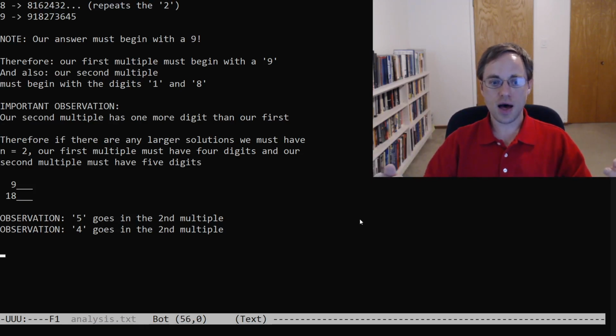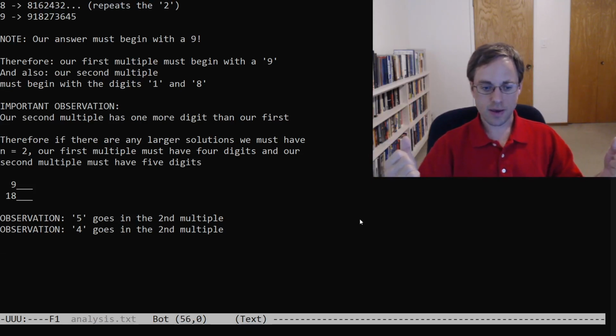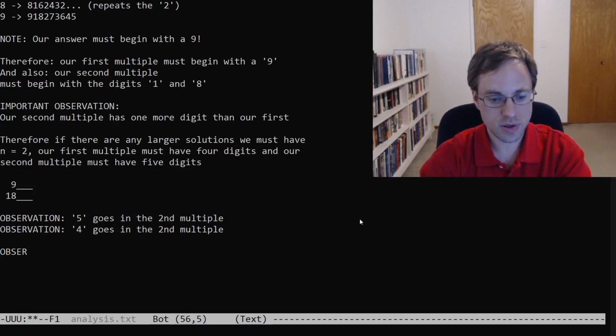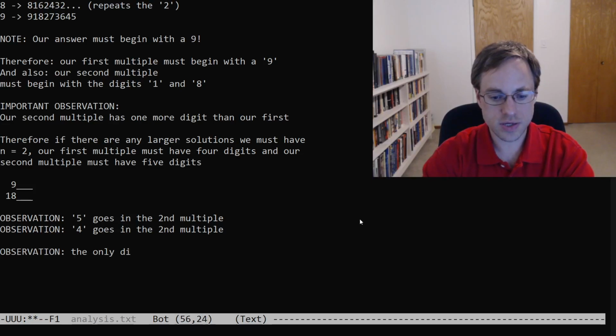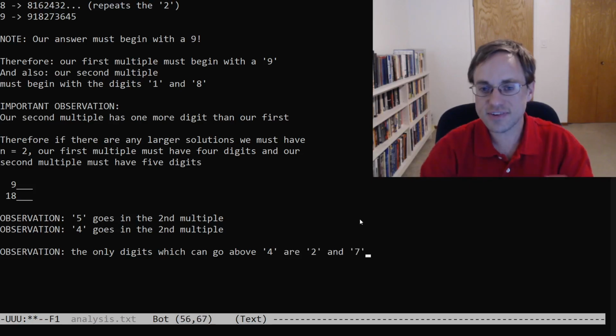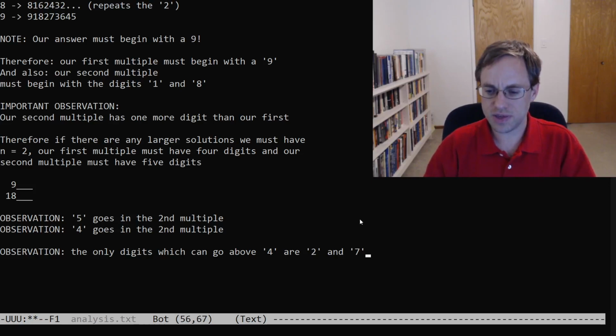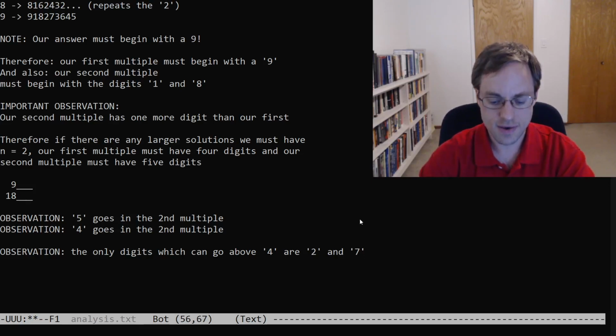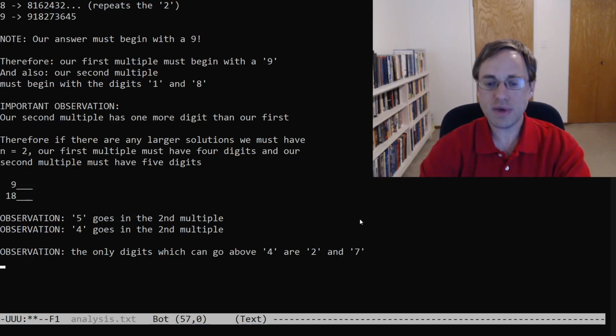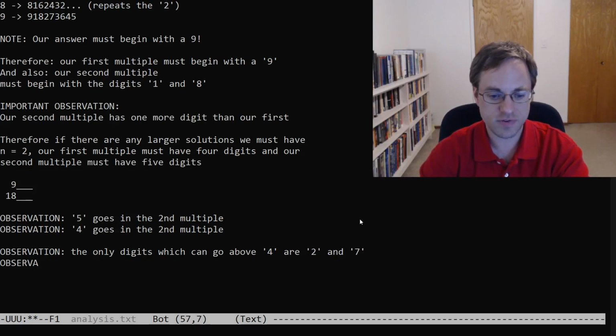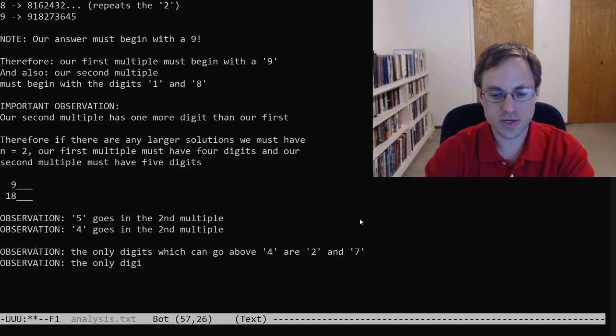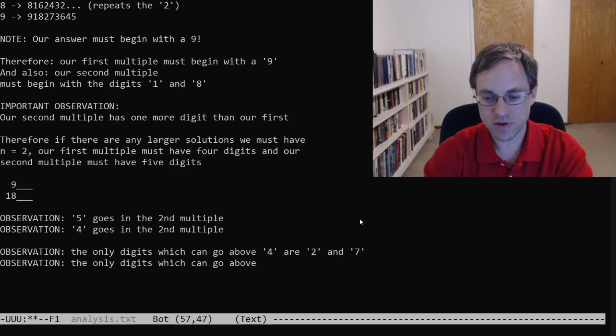But we can ask what digits might be able to go above the 4 or the 5. So we'll say observation. The only digits which can go above 4 are 2 and 7. And that's just by basic arithmetic. I don't think it's too hard to see why that's the case. But we can make the same observation about 5. The only digits which can go above 5 are 2 and 7.